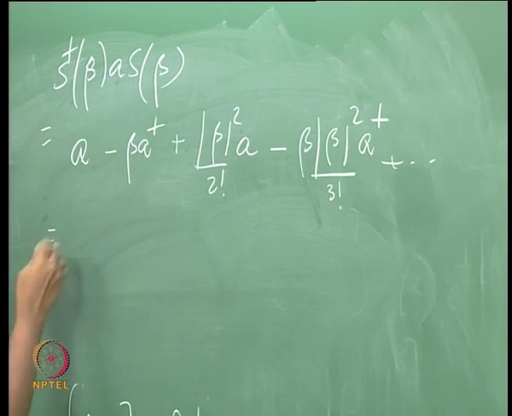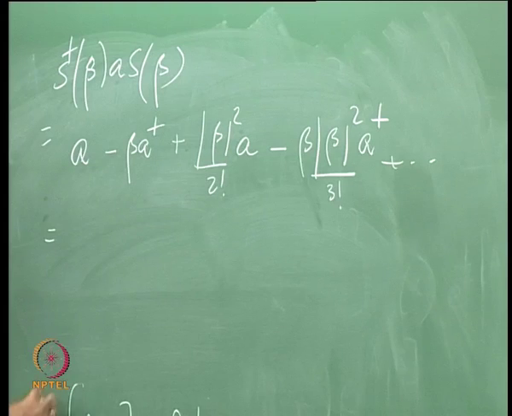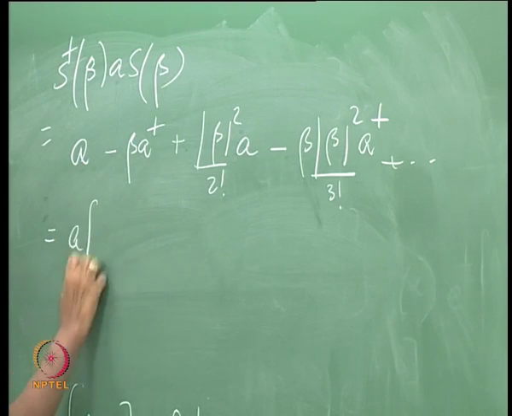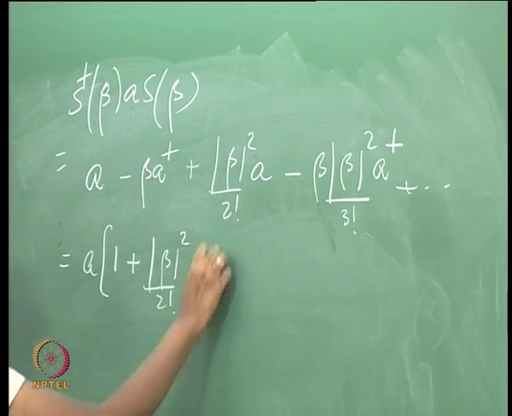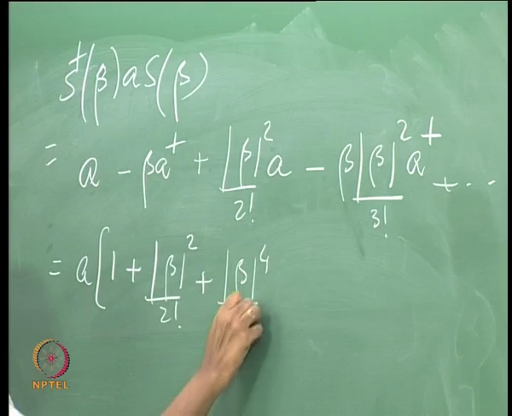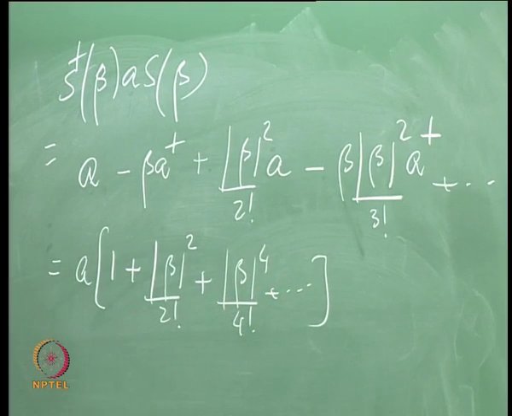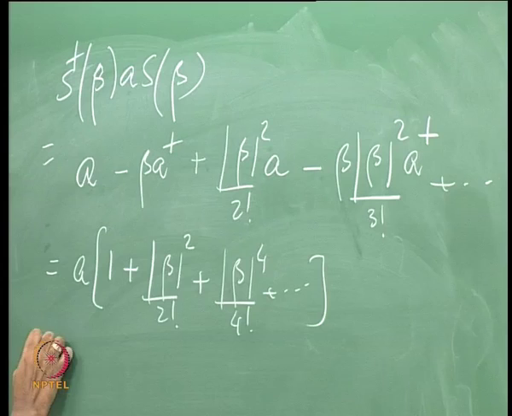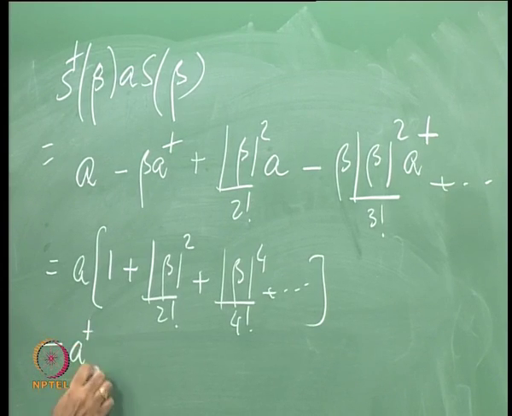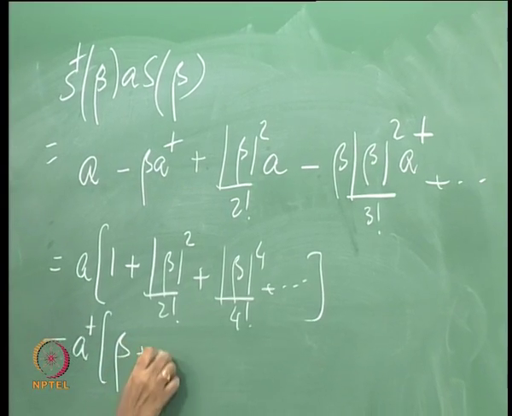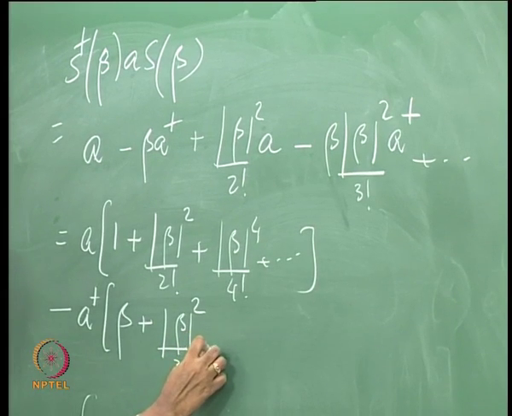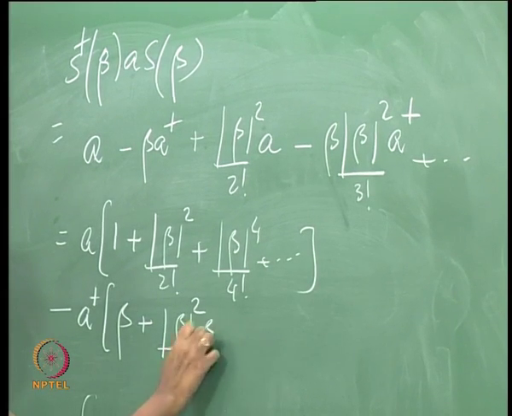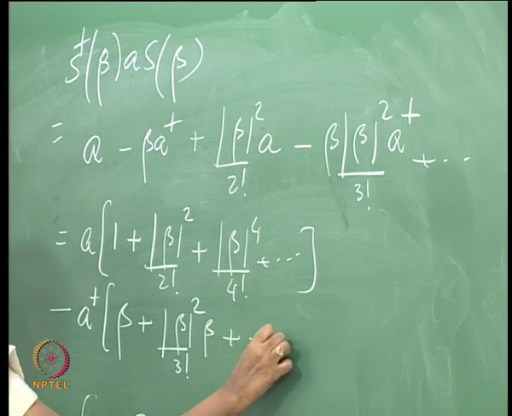So clearly there are terms multiplying A and there are terms multiplying A dagger, and it should be possible now to do the following. You can write this as A times 1 plus mod beta squared by 2 factorial plus mod beta to the power of 4 by 4 factorial plus so on, minus A dagger beta plus mod beta squared by 3 factorial times beta plus so on.